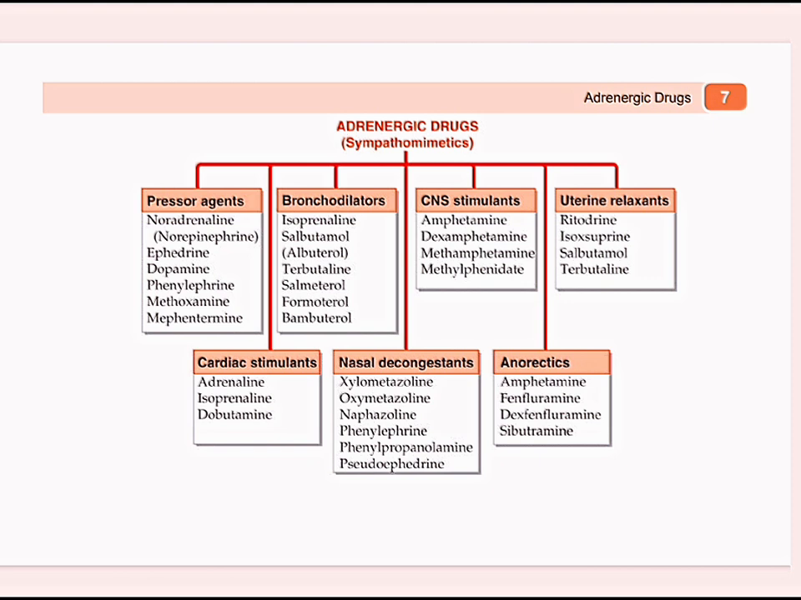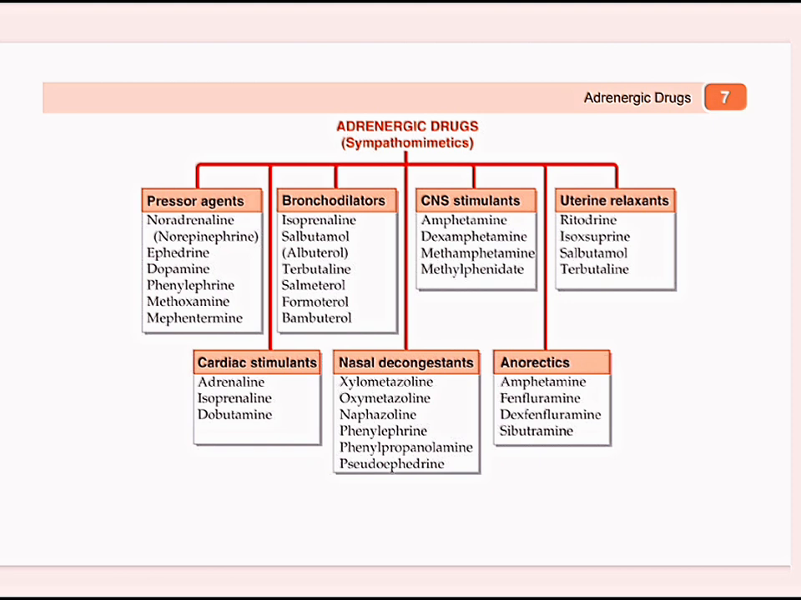The next one is the CNS stimulants. CNS stimulants include amphetamine, dexamphetamine, methamphetamine and methylphenidate. Our next class is the uterine relaxants. It includes salbutamol, terbutaline, ritodrine, etc. Our next class is the cardiac stimulants. Cardiac stimulants include adrenaline, isoprenaline and dobutamine.